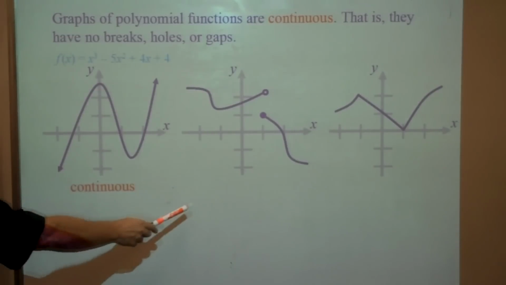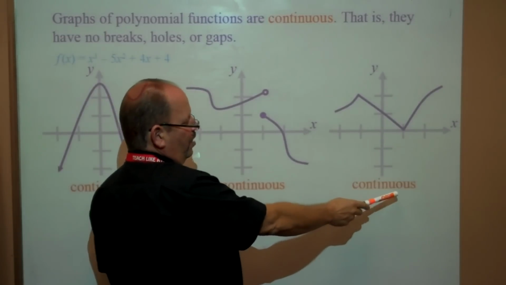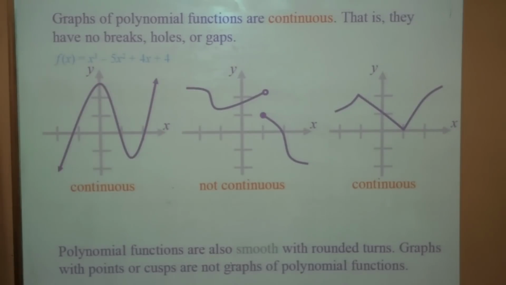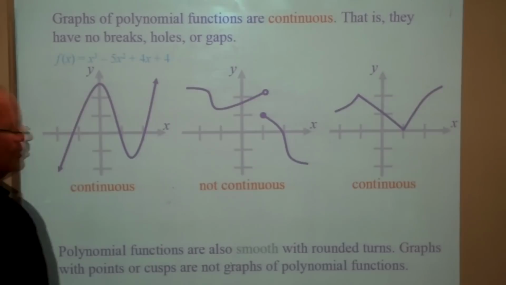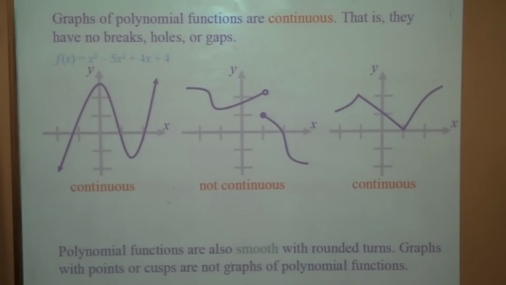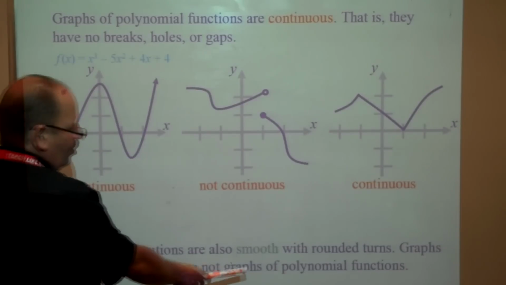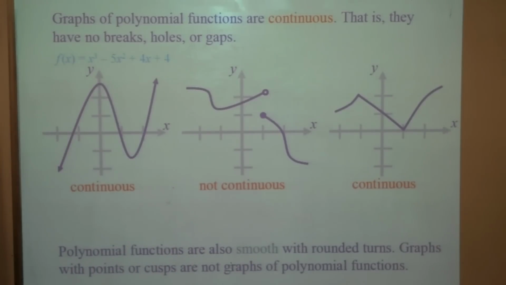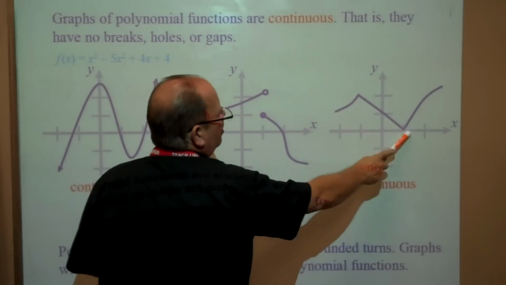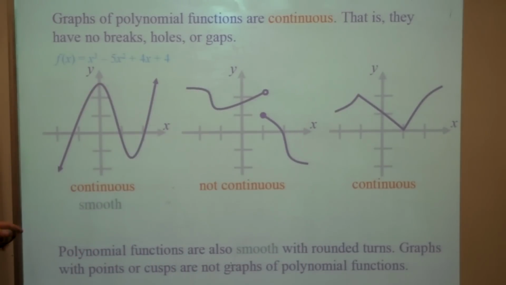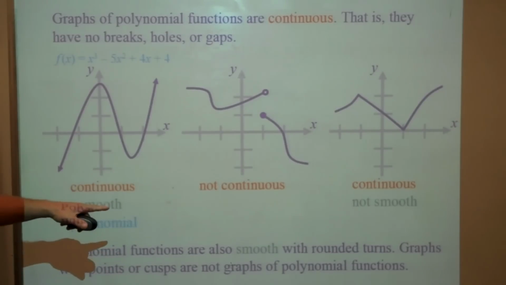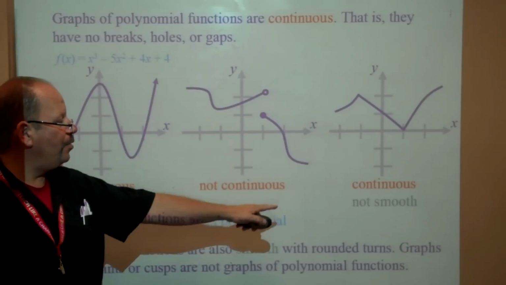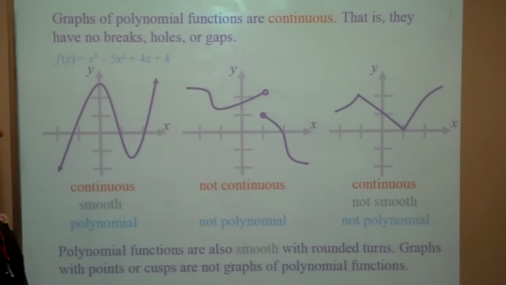Okay, continuous, not continuous. Polynomials are functions with smooth, rounded terms. Graphs with points or cusps are not graphs of polynomial functions. See this pointy thing here? That's not a polynomial. This is smooth. That's not smooth. This is a polynomial. Not continuous is not a polynomial. Not smooth is not a polynomial.